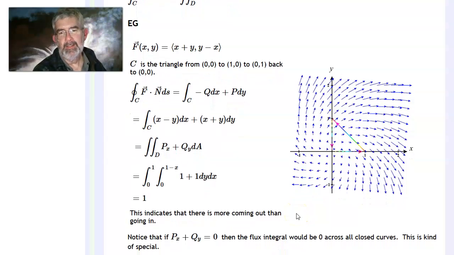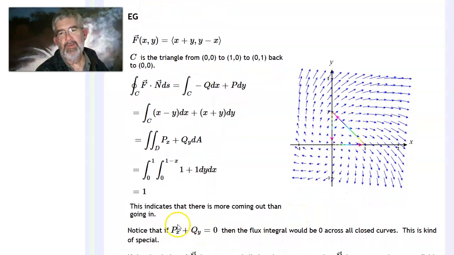And I note here that if this sum, p sub x plus q sub y, is equal to 0 always, if it just happened to be a vector field where the partial of the first component with respect to x is the opposite of the partial of the second component with respect to y, so that when you add them up you get 0, then the line integral, that is, that flux integral, will always equal 0. And this is kind of special.